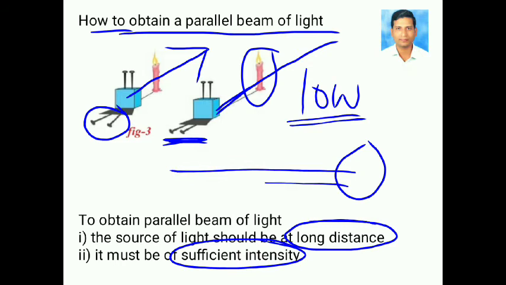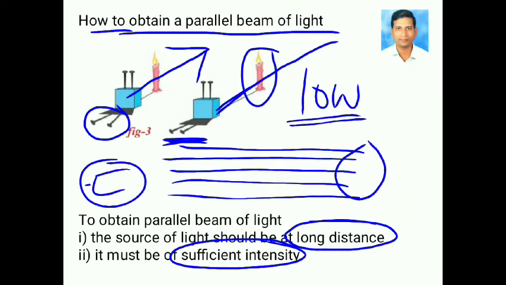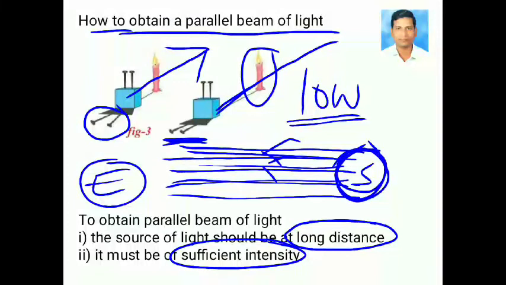The sun rays are coming towards the earth. The sun rays are parallel rays. Why? Because the sun is a source of light which is at a long distance and it has sufficient intensity of light, so whatever rays we get from the sun are a parallel beam of light.